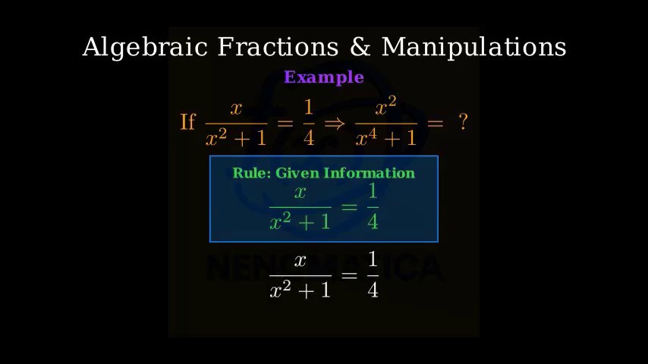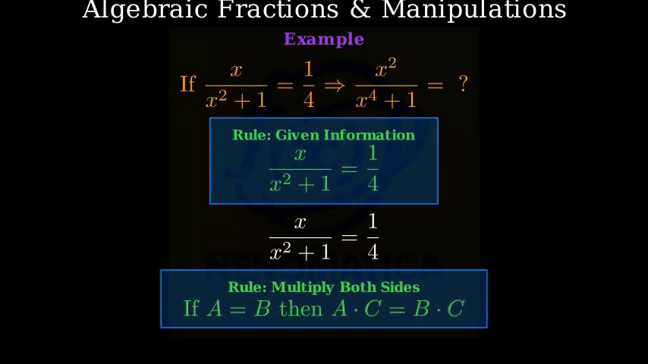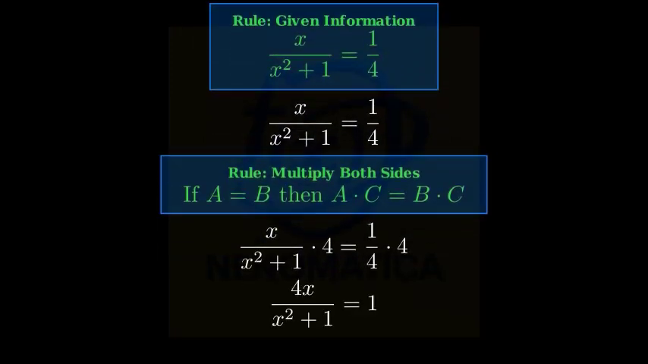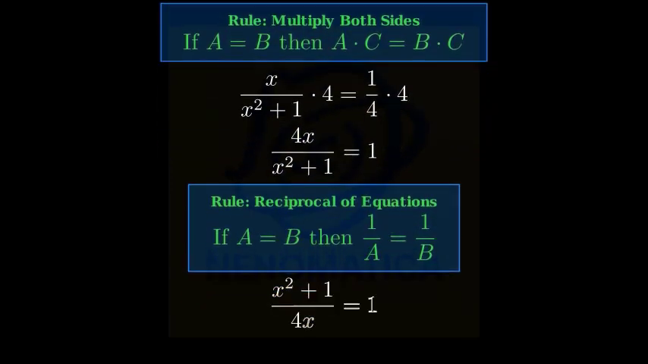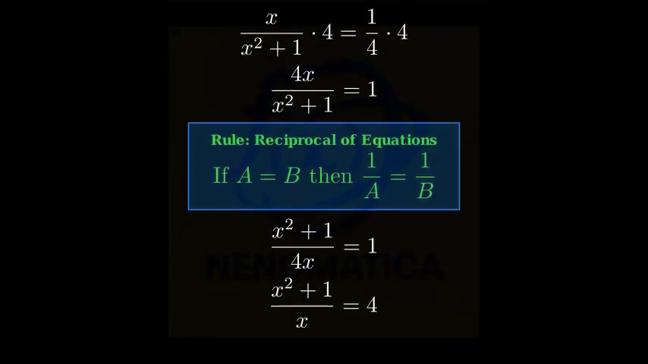Now, let's multiply both sides by 4 to simplify. This gives us x over x squared plus 1 times 4 equals 1. Let's rewrite this equation by inverting both sides. We get x squared plus 1 over 4x equals 1, which simplifies to x squared plus 1 over x equals 4. Now, let's expand the fraction on the left side.